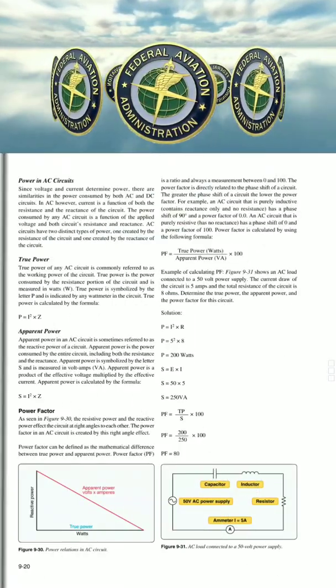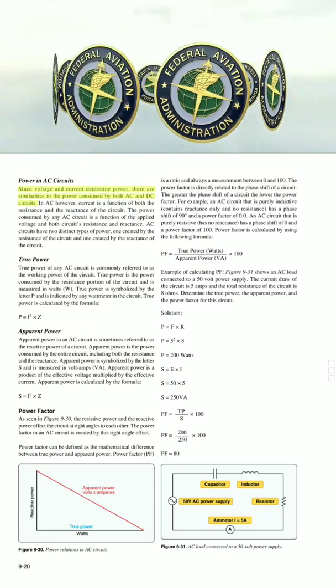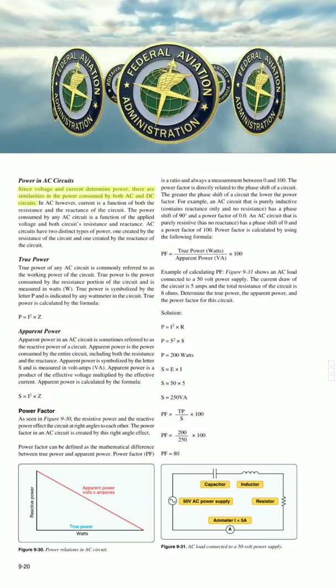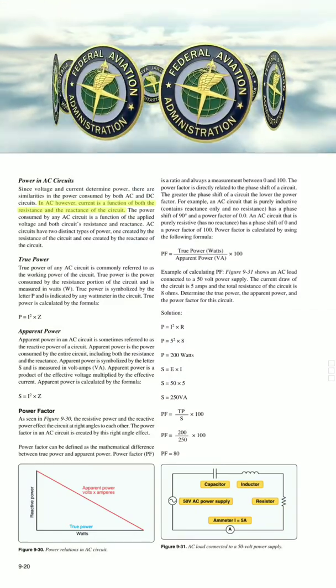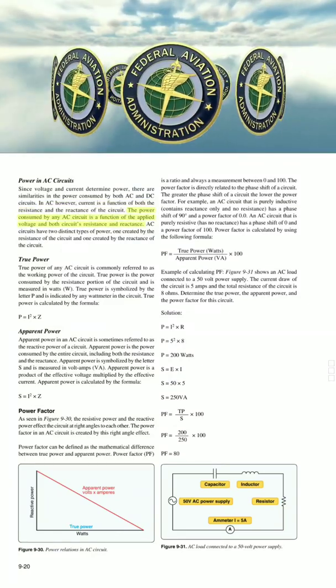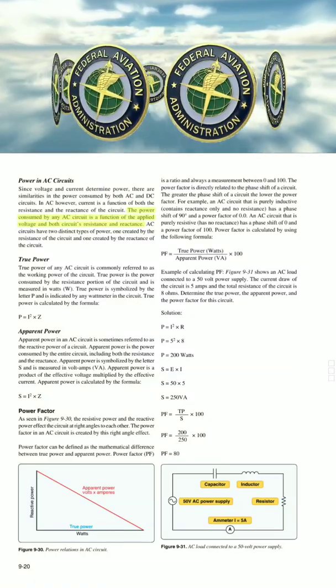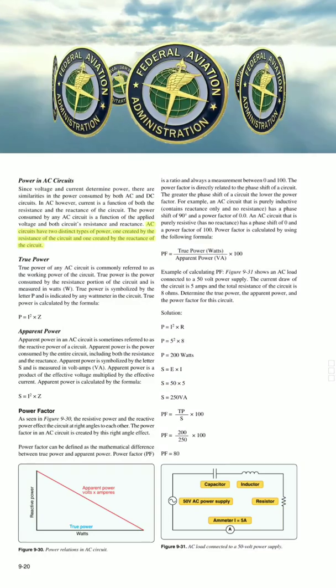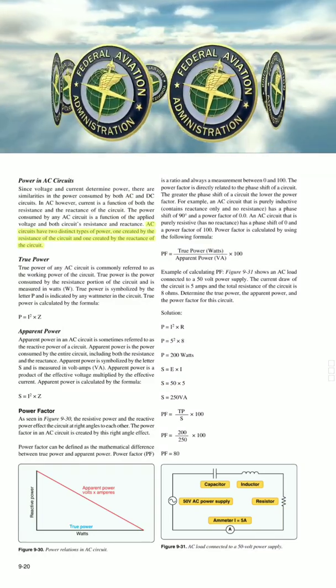9-19. Power in AC circuits. Since voltage and current determine power, there are similarities in the power consumed by both AC and DC circuits. In AC, however, current is a function of both the resistance and the reactance of the circuit. The power consumed by any AC circuit is a function of the applied voltage, and both the circuit's resistance and reactance. AC circuits have two distinct types of power, one created by the resistance of the circuit, and one created by the reactance of the circuit.